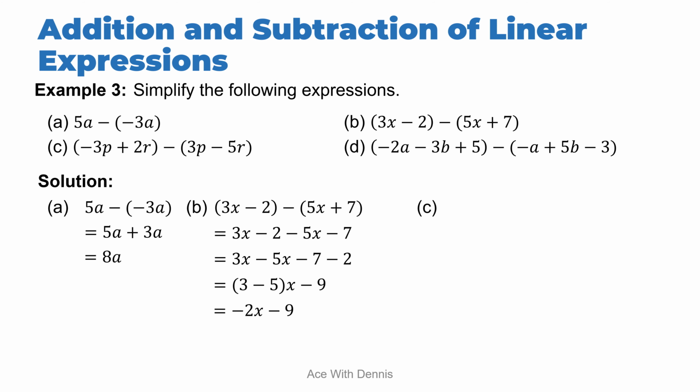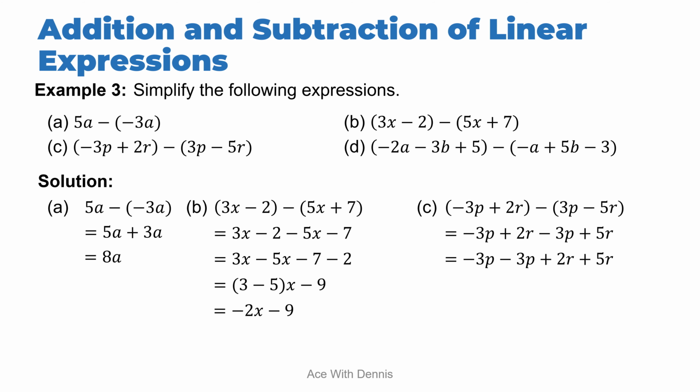So similar for C, bracket negative 3p plus 2r minus bracket 3p minus 5r. We'll remove the bracket and there's a negative sign in front. So all the signs of all the terms inside the bracket we have to change. So for this case, negative 3p plus 2r minus 3p plus 5r. Then we put the like terms together, negative 3p minus 3p plus 2r plus 5r. So combine the coefficients together and the result is negative 6p plus 7r.